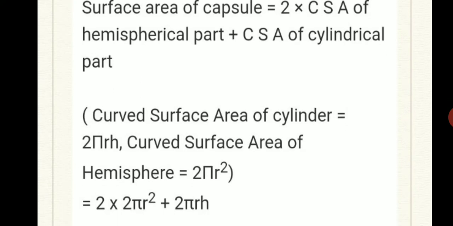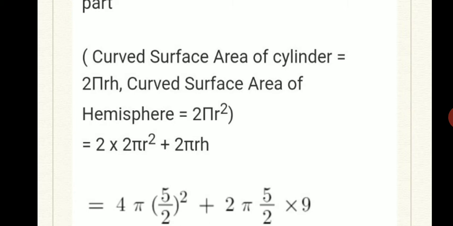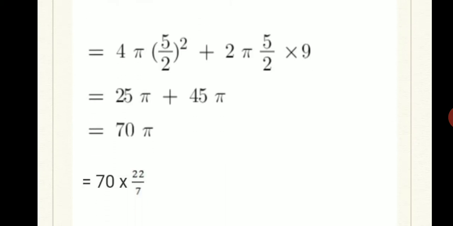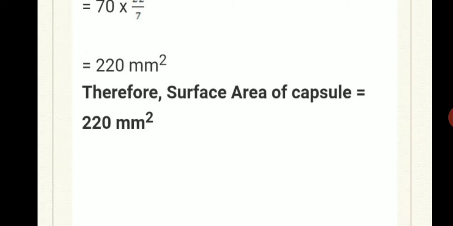Now curved surface area of cylinder equals 2 pi rh, curved surface area of hemisphere equals 2 pi r square. So our answer will be 2 multiplied by 2 pi r square plus 2 pi rh. Now keeping the value of r and h, 4 pi (5 by 2) whole square plus 2 pi into 5 by 2 multiplied by 9. So it will be 25 pi plus 45 pi. So 70 pi. So 70 multiplied by 22 upon 7. So our answer will be 220 millimeter square. Therefore surface area of capsule equals 220 millimeter square.